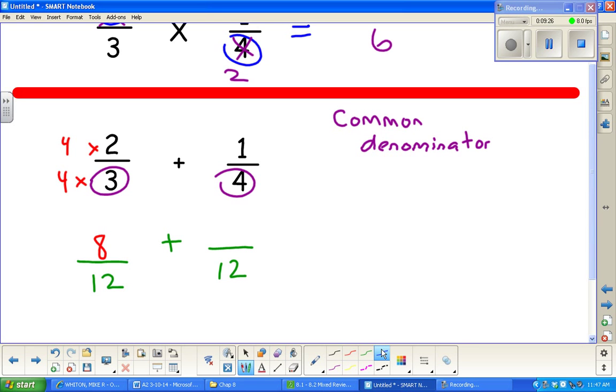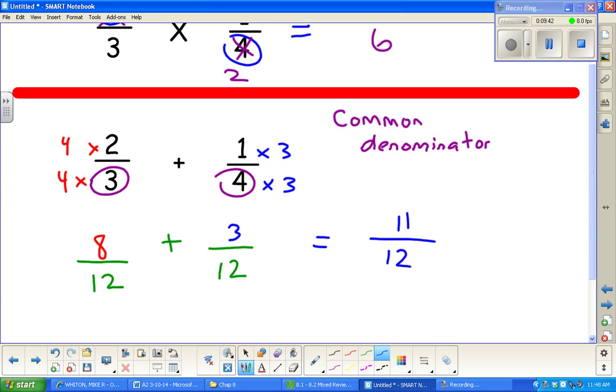Okay, and then on the other side here, again, the 4 became a 12, it got times by 3, so the numerator needs to get times by 3. So now we can add these together now that we have the same size pieces. I have 8/12 plus 3/12. I have a total of 11/12.